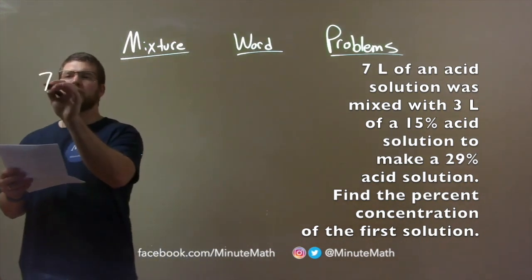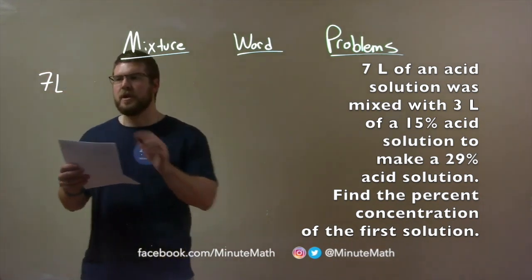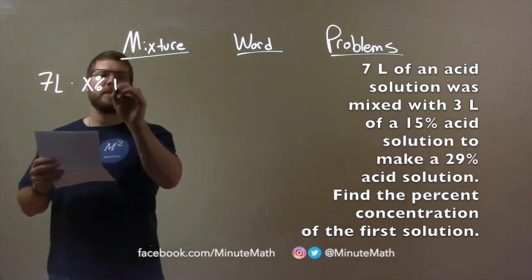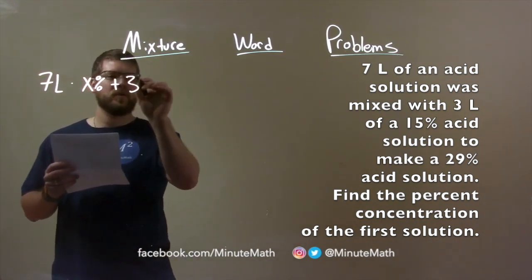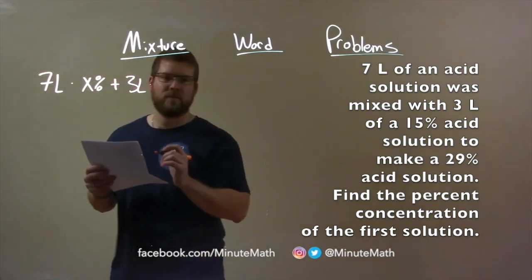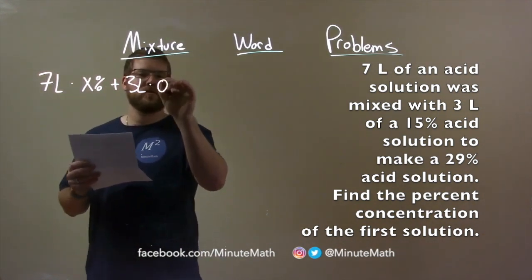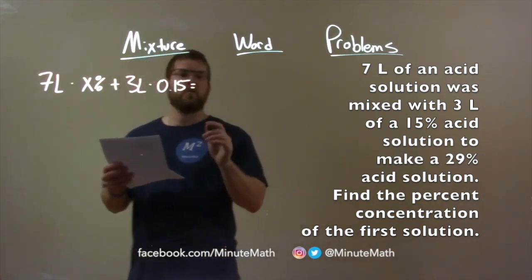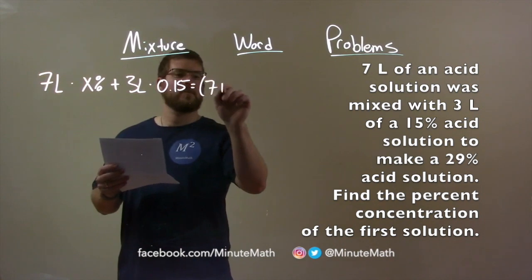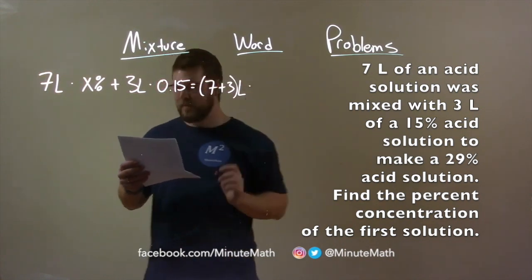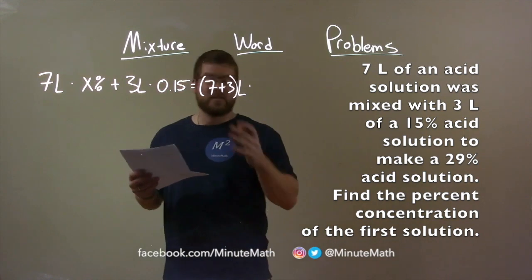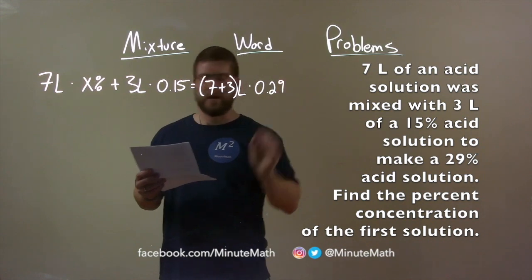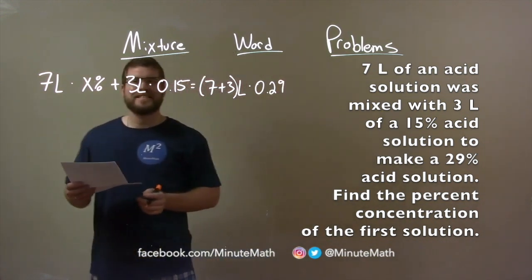So we have 7 liters we're starting with, 7 liters of some solution, and we don't know what percent of that is acid. We know we're combining that to the second solution, which is 3 liters, and that one contains 15% acid, or as a decimal, 0.15. When we combine that all together, our final volume is 7 plus 3 liters, and that's going to be multiplied by, or has a 29% concentration, so multiply that by 0.29. Okay? So now let's simplify this.